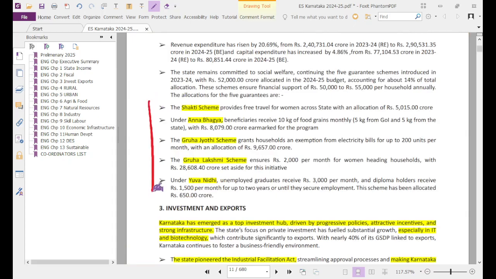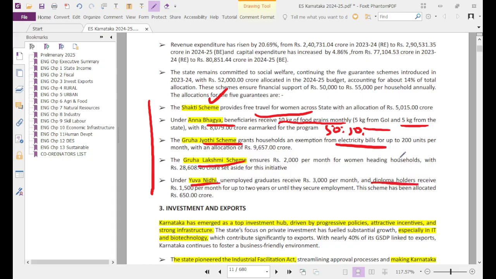There are various other schemes that the Karnataka government has, mentioned here, like the Shakti scheme for free travel for women in government buses, Anna Bhagya for providing basic 10 kg of food grains, 5 kg from the government of India and 5 kg from the state. It's like a 50% share. Anna Bhagya, Shakti scheme, Gruha Jyoti scheme for exemption from electricity bills for 200 units, Griha Lakshmi scheme, and Yuva Nidhi scheme for diploma holders. So quote all these schemes wherever possible with respect to the government's efforts. Even in the Union budget we have Nari, Yuvak, and Annadata. These are the prime stakeholders where the government focuses its resources and efforts to uplift.